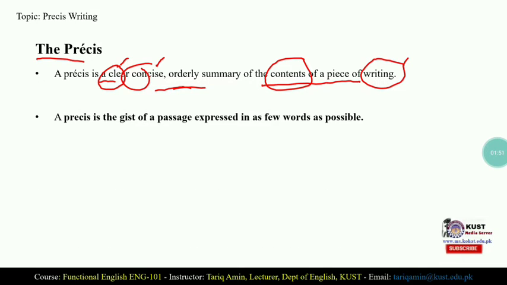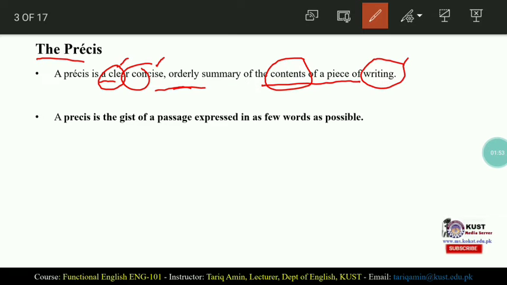A precise is the gist. It is the gist of a passage expressed in as few words as possible. It is the collection of the central points of the passage that are expressed in as few words as possible. When you write precise of a particular text, you try to express all the major points discussed in the original piece of writing in as few words as possible.